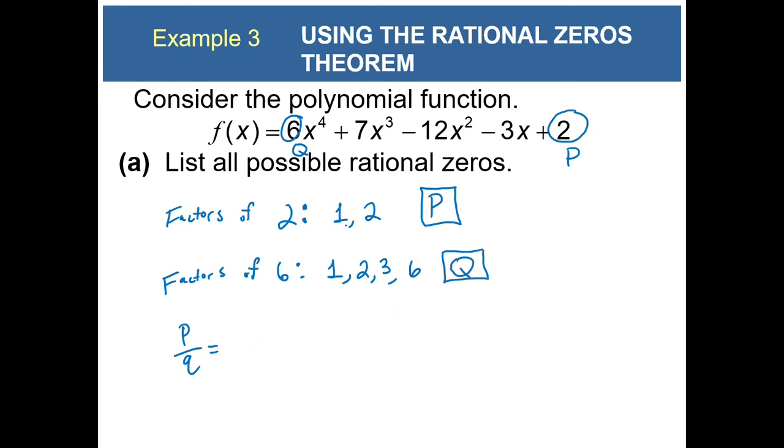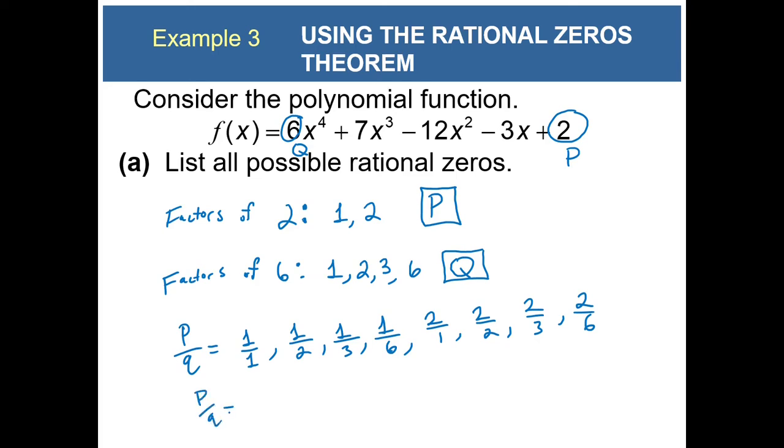So we'll take 1 and we'll divide it by each of the denominators. So I have 1 over 1, 1 over 2, 1 over 3, 1 over 6. And then I'll take 2 and I'll divide it by each of our q's. 2 over 1, 2 over 2, 2 over 3, and 2 over 6. Now we'll have to simplify.